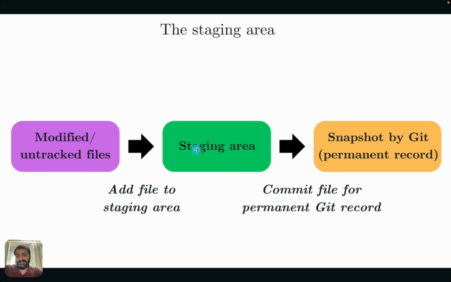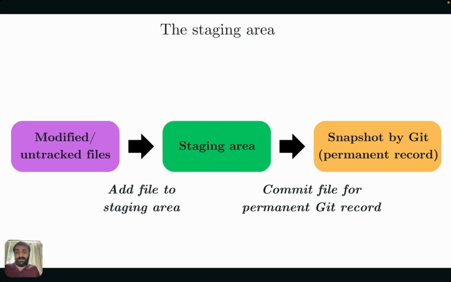Now, once the file is in the staging area, the last step is to commit the file. Commit the file is like Git takes a snapshot that, okay, I got it. I now know that this file exists. And then that file comes in the permanent record of Git. When the file is in the staging area, Git has not taken a snapshot. Only when you commit the file, Git takes a snapshot, and now that file is in the permanent record of Git, which means that now the file is ready to be uploaded onto the GitHub repository online.